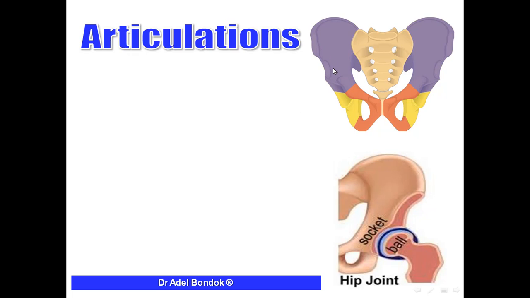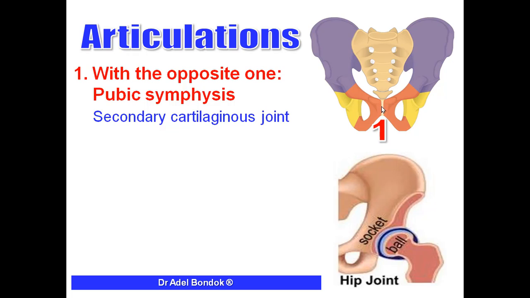Articulations of the sacrum and the hip bone. Articulation of the hip bone. The first articulation is with the opposite one to form the pubic symphysis. This pubic symphysis is a secondary cartilaginous joint. The second articulation is between the ilium and the sacrum.